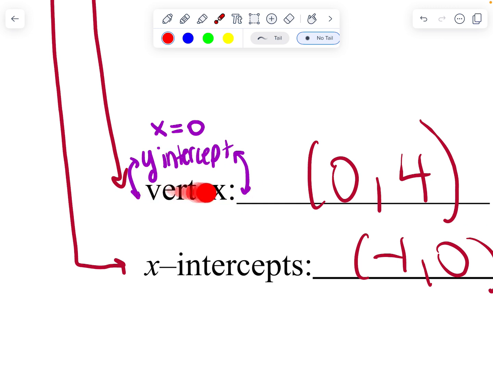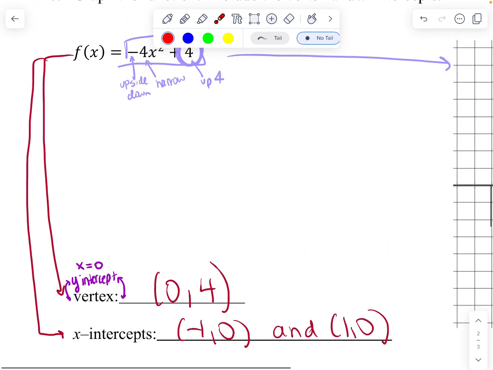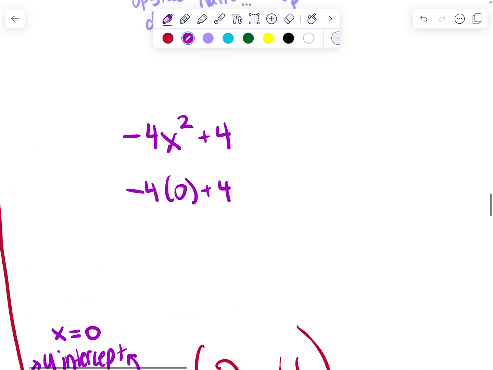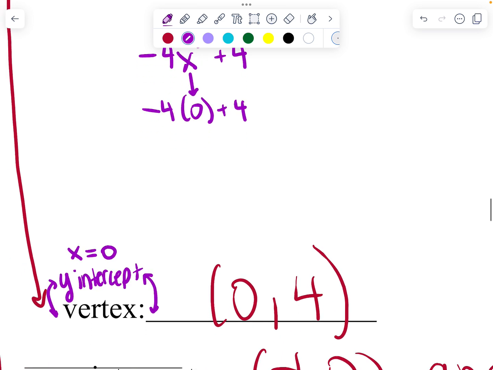So if someone's asking you for the vertex, they're really asking you for the y-intercept. If they're asking you for the y-intercept, then you need to make x 0. So I go to the equation. Here's the equation. I'm going to make x 0. See, I literally just made x 0. And then I'm going to do some work. I'm going to PEMDAS, essentially. I'm going to do order of operations.